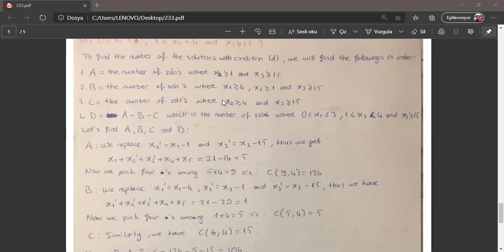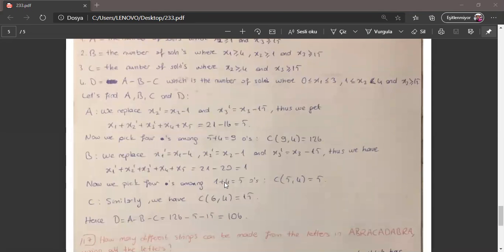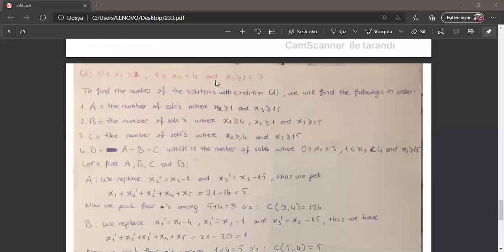And for B, we have these ones. For each one, we have these numbers which are non-negative. So we have this one, we add 4 again because we'll choose 4 blocks. So we have 5. Now we get this combination. And similarly, we find C, and D is this, which gives what we wanted.